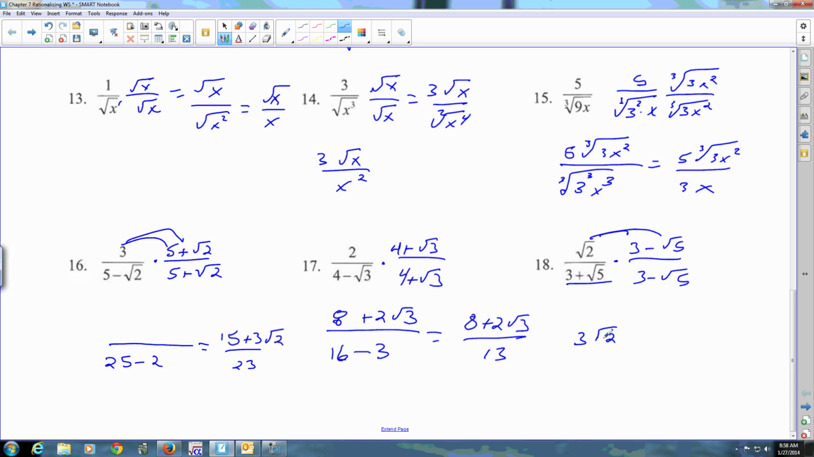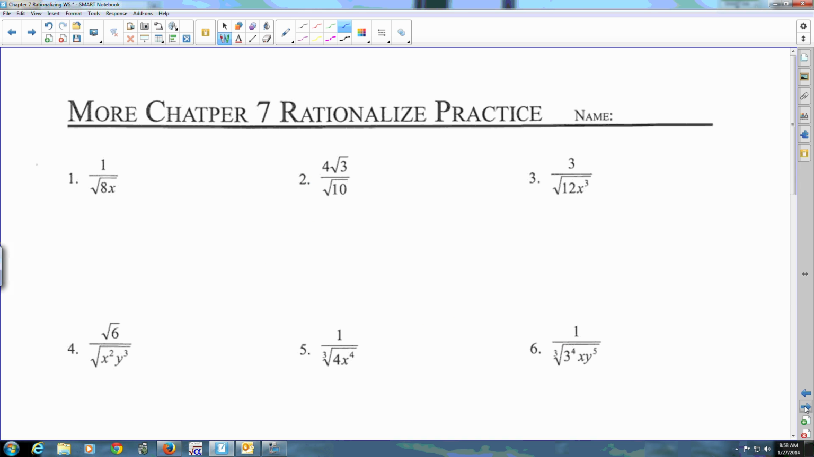3 square roots of 2. Square root of 2 times the square root of 5 is the square root of 10 over the difference of square pattern. 9 minus 5 is 4. 3 square roots of 2 minus square root of 10 over 4. Okay? And I think, yep, because that would be your homework. Thank you guys for your patience, and there you go.